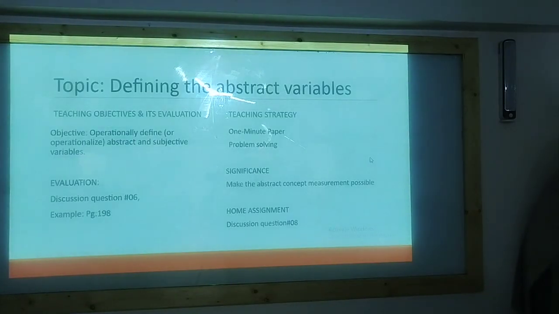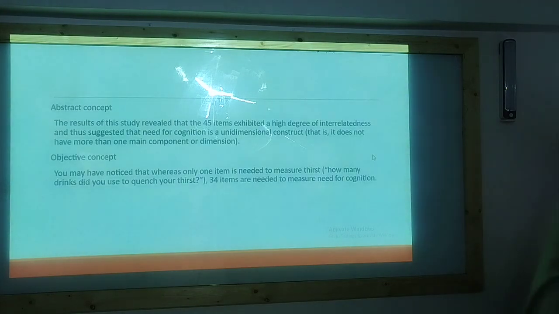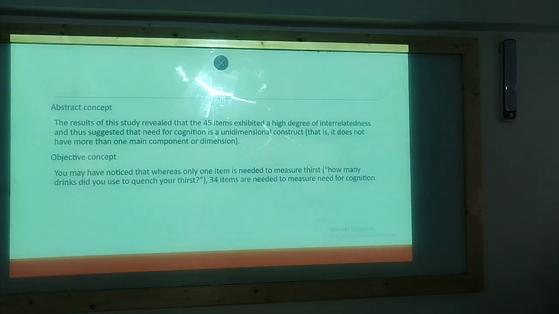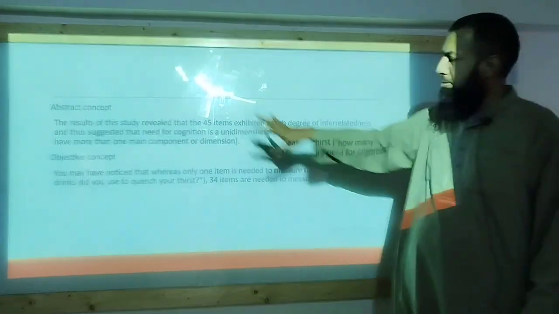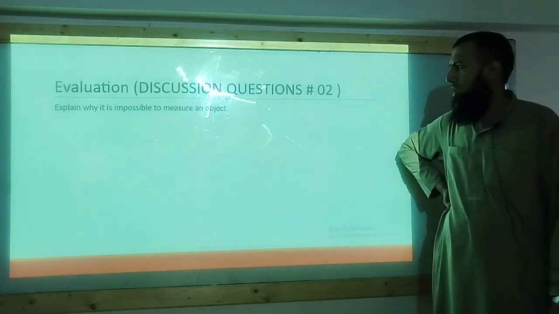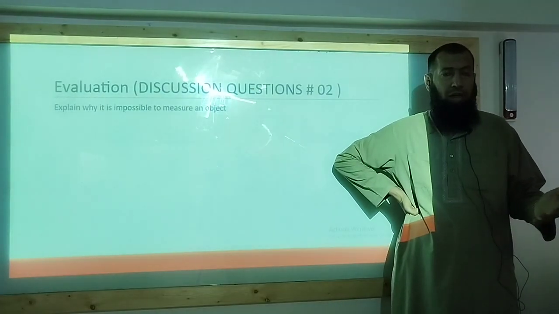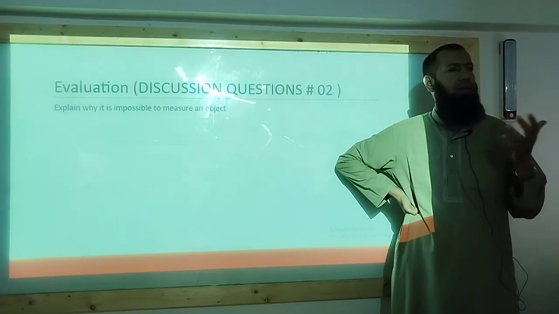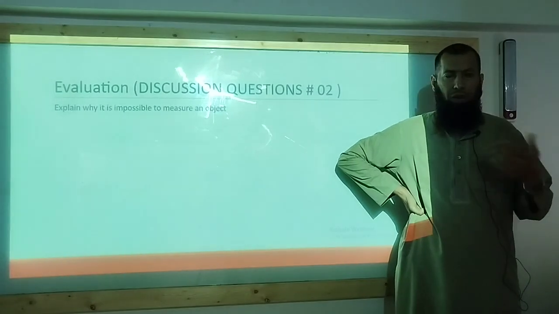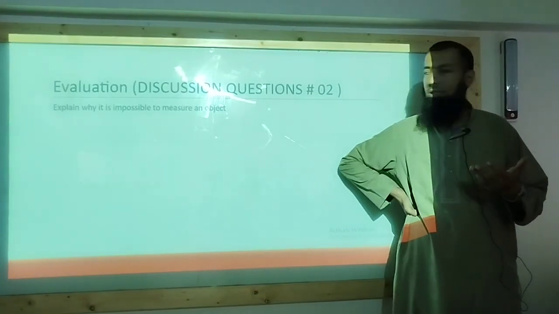Okay, anyway, these are the concepts which we already discussed. Skip. Abstract variable and objective variable, we already discussed. Next. Items can be many. It can be 4 or it can be more than 50 even. So it depends upon the concept, the variable it is.